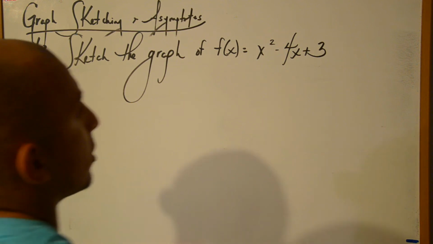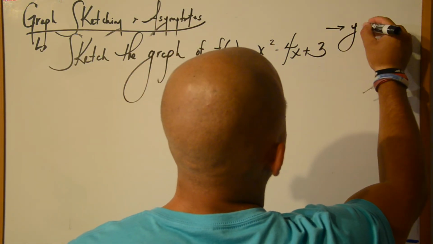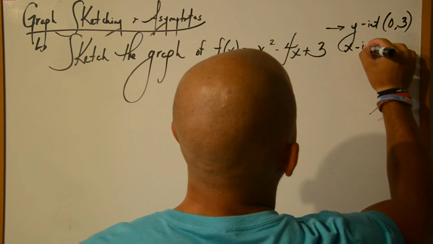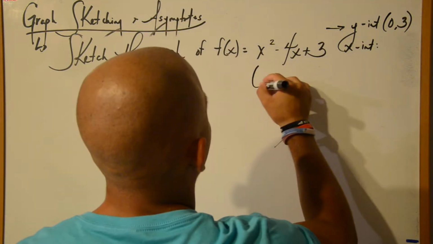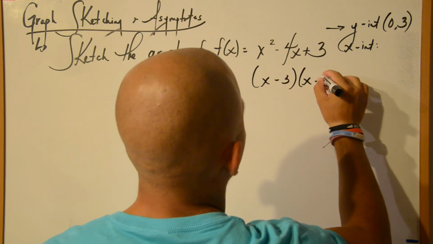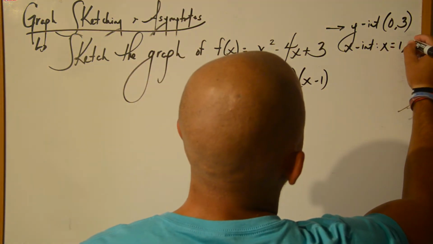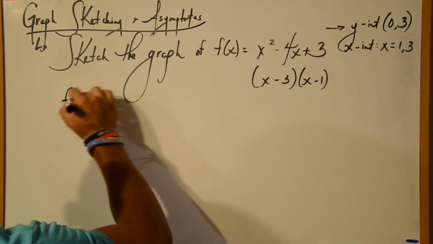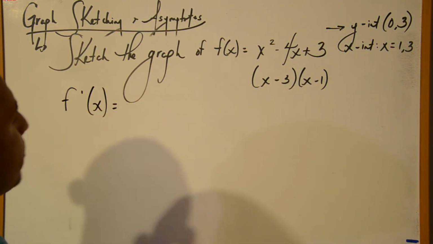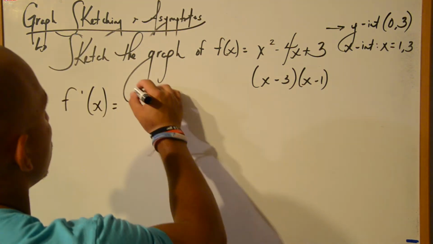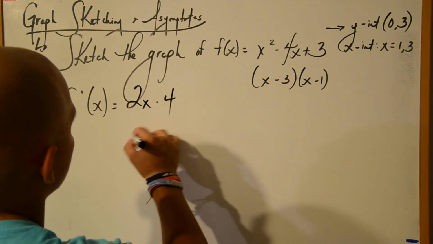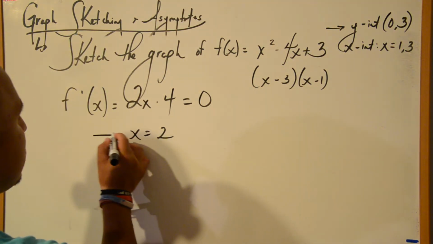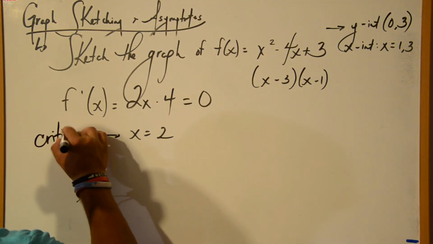First and foremost, we can see that our y-intercept is 0, 3. And our x-intercepts, if we factor this, are at x equals 1 and 3. Let's take the first derivative, see if there's a max or minimum value. 2x minus 4, so x equals 2, right, because we would set this equal to 0. This is a critical point.